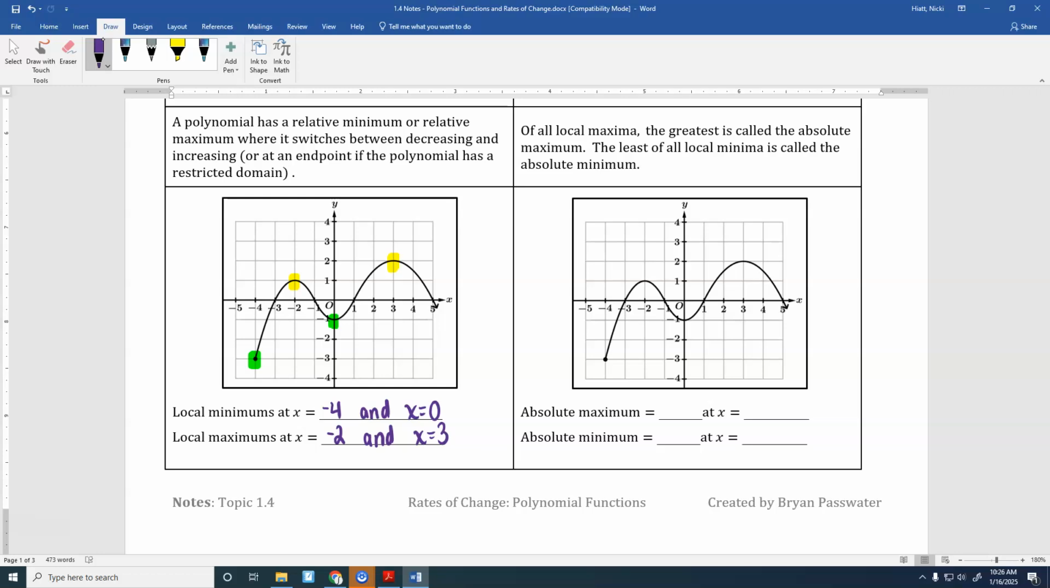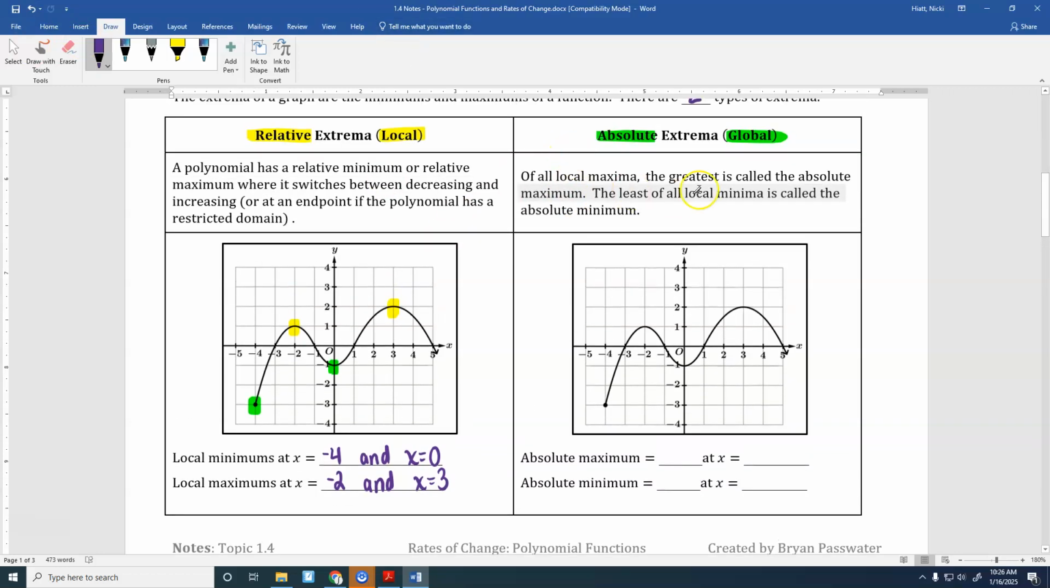Okay, so if you look at what they tell you about absolute extrema, they tell you of all local maxima, the greatest is called the absolute maximum. The least of all local minima is called the absolute minimum. So pretty much when you find all of your relative maximum or minimum points, those are your candidates for being your absolute maximum or minimum points.